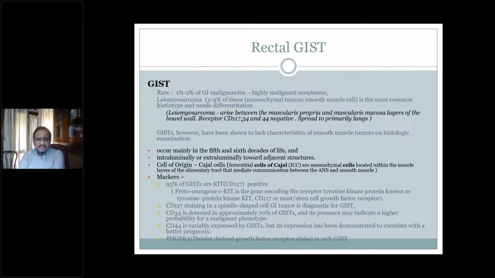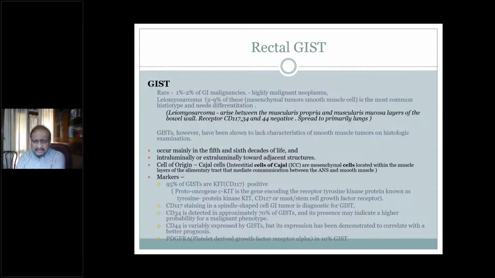And there the receptors CD117, 34, and 44 are negative. That's what differentiates it from a GIST. And spread is primarily to the lung. That is just a few words about the leiomyosarcoma, because that has to be differentiated from the other GISTs, right? Now, they lack the characteristics of smooth muscle tumor as is seen in leiomyosarcoma. They usually occur in the 5th to 6th decades of life, and they are an uncommon GI malignancy, but on top of that, they are uncommon in the rectum, right?